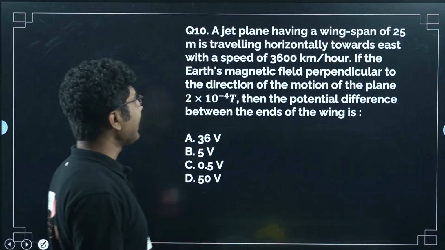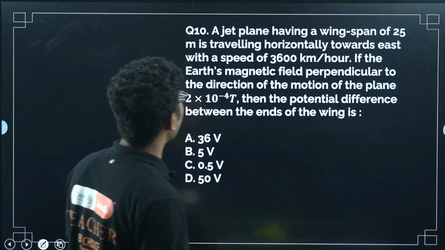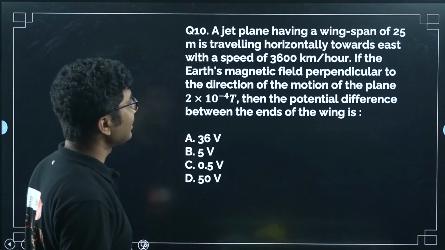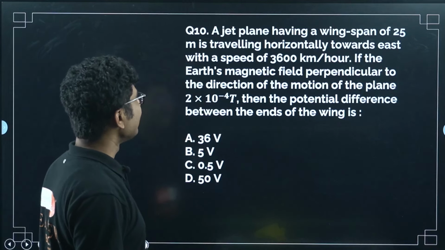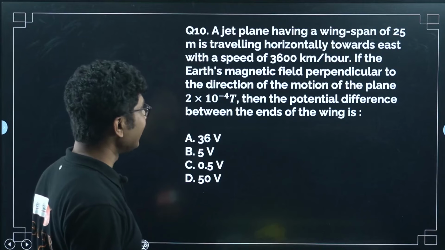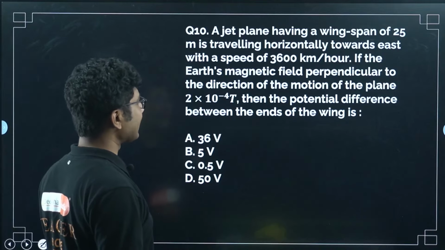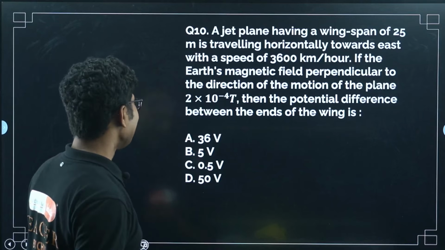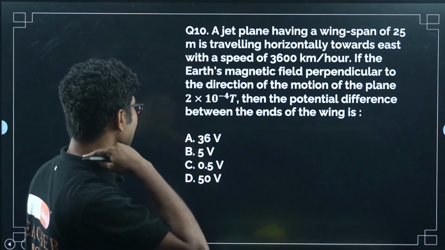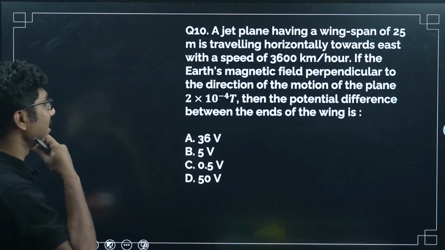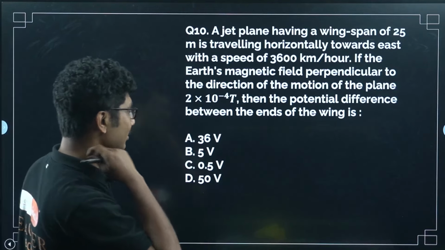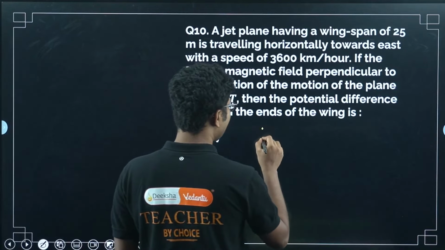Now, a jet plane having wingspan of 25 meter is traveling horizontally towards east with a speed of 3600 km per hour. If the Earth's magnetic field perpendicular to the direction of motion of the plane is 2 times 10 to the power of minus 4 Tesla, then the potential difference between the ends of the wing is. So we know that the formula is simple.